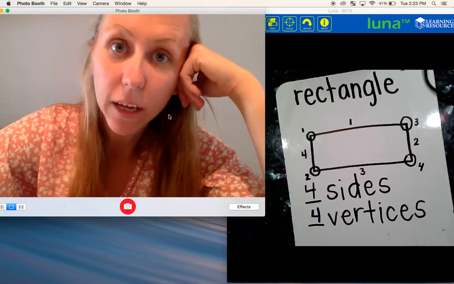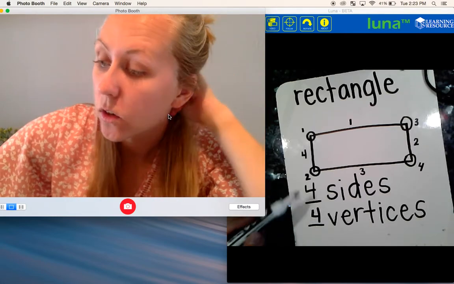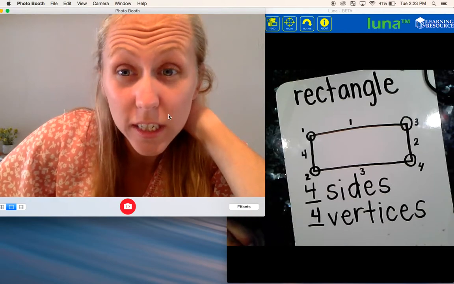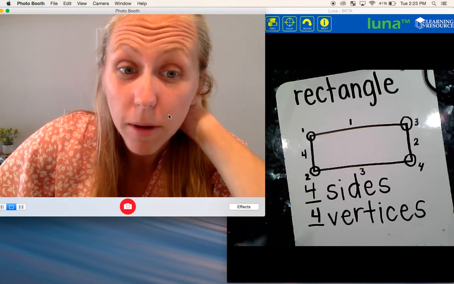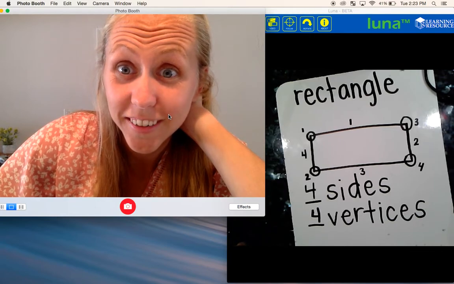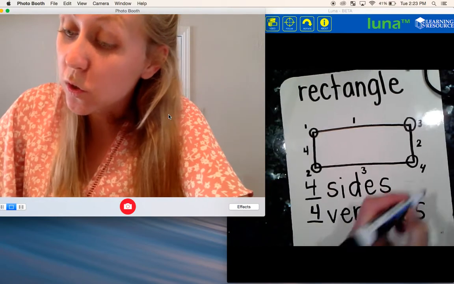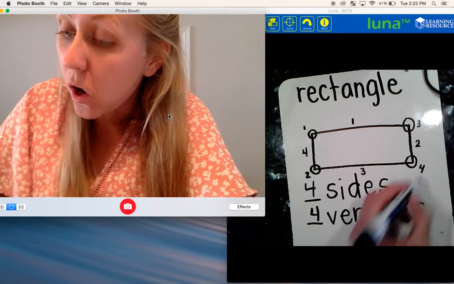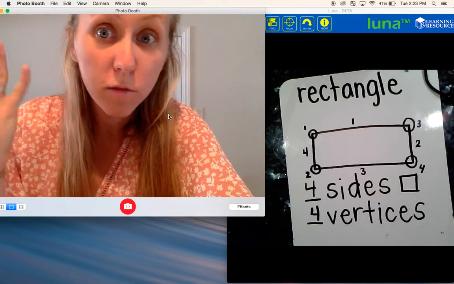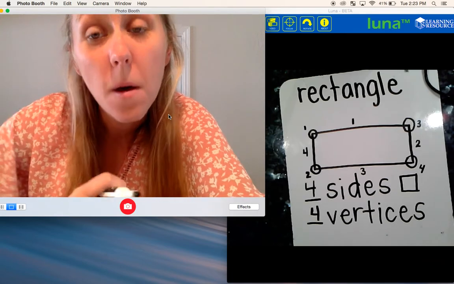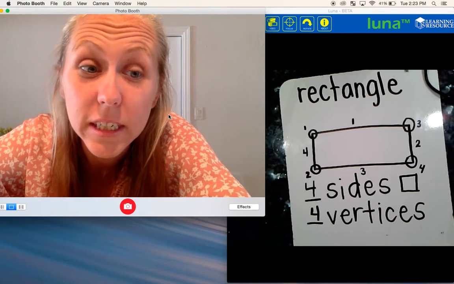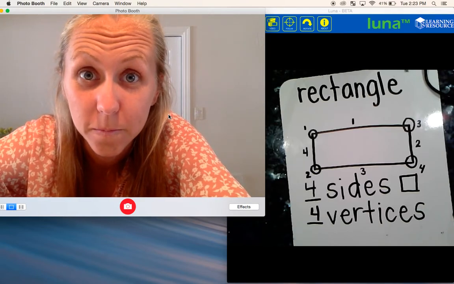I noticed something interesting about that. It says a rectangle has 4 sides, which we figured out, and it has 4 vertices. Do you remember what other shape has the same number of sides and vertices? That's right, our square also, I'm going to draw a little one here. Our square also has 4 sides and 4 vertices, but there's something special about a rectangle that makes it different than a square. Do you know what it is?